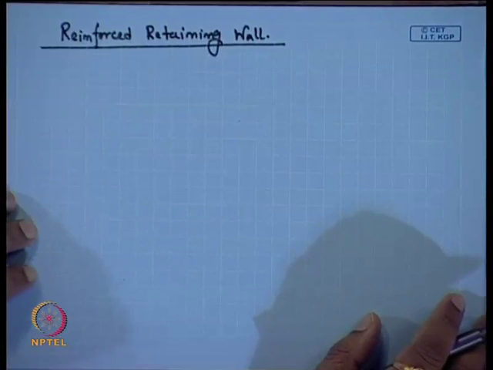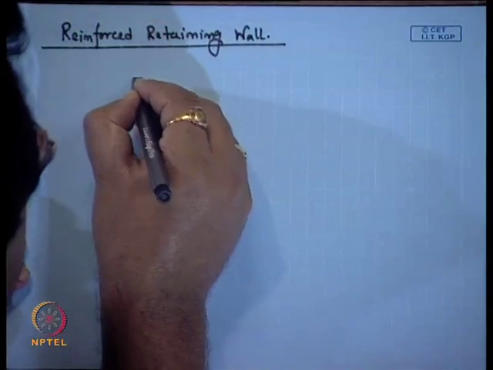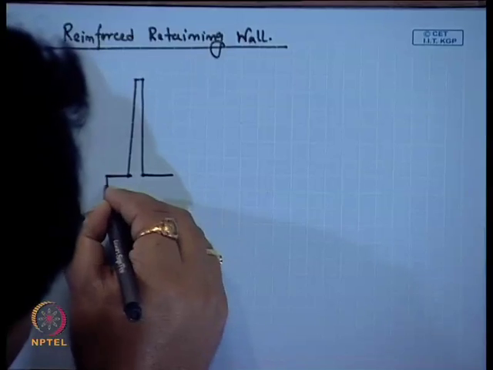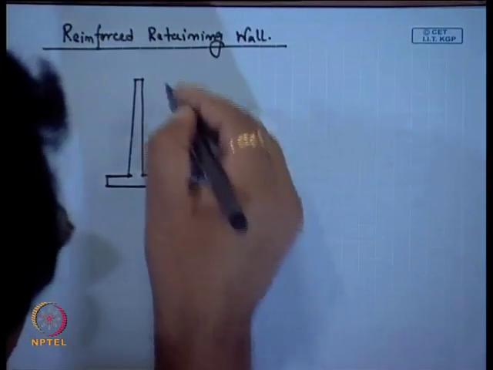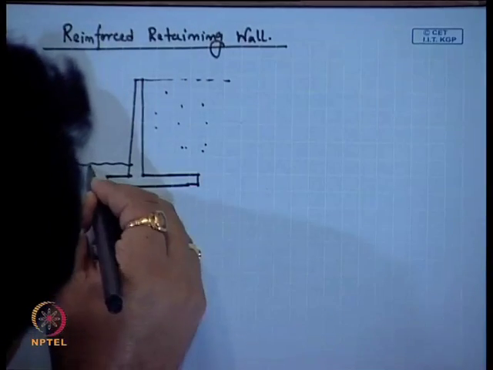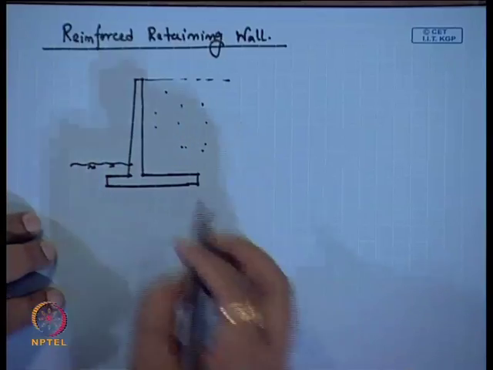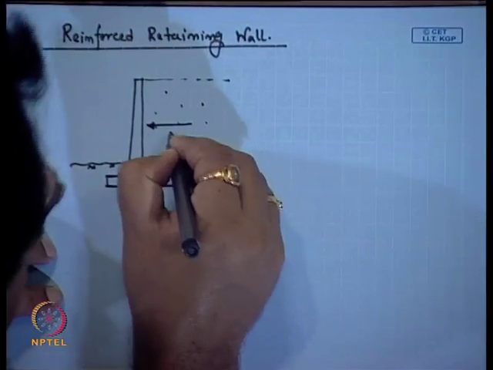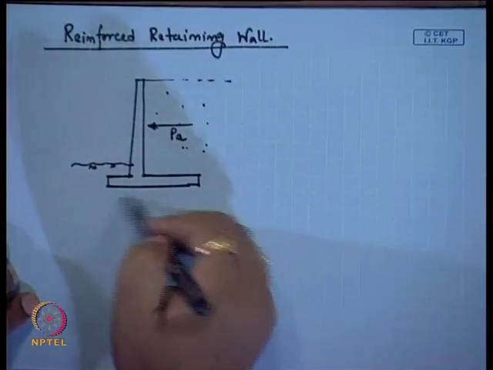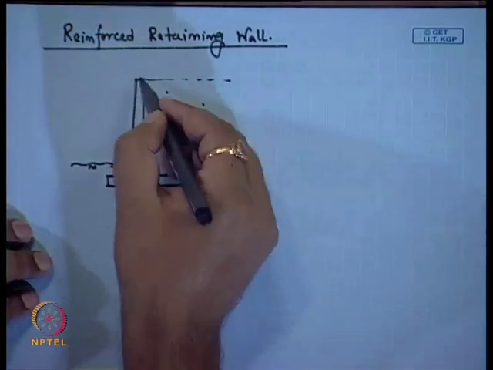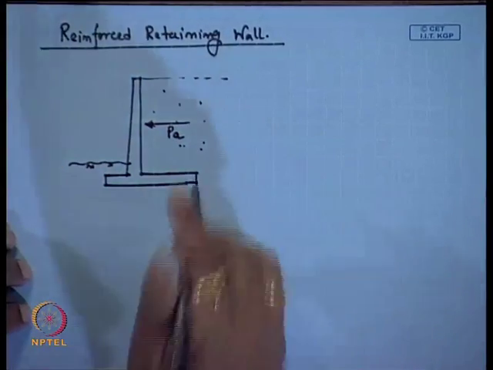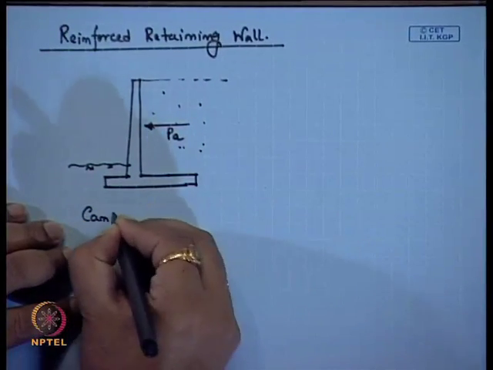Now, this reinforced retaining wall. We know this is our, suppose, cantilever retaining wall. The soil is filled on this side, and this is the existing soil or foundation. Here the soil is giving lateral pressure on the retaining wall. This lateral pressure is taken by the cantilever retaining wall, where we provide, say, steel. If it is a gravity retaining wall, then the weight of the retaining wall itself gives the resistance.